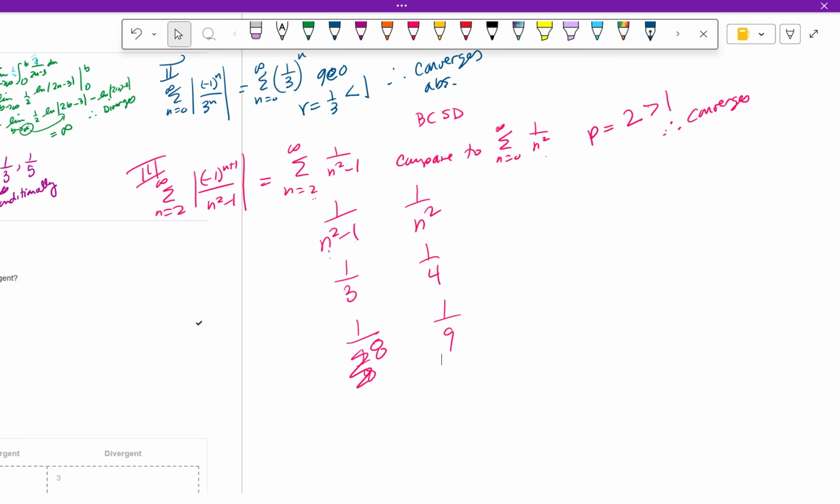I didn't try the limit comparison. Let me try a limit comparison. Let me go look that up. I don't remember it off the top of my head. I know it exists. It was in 10.6.